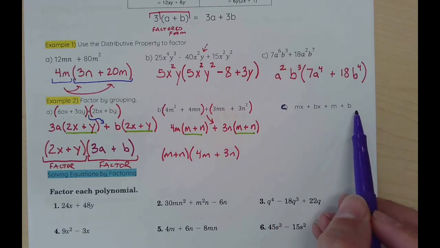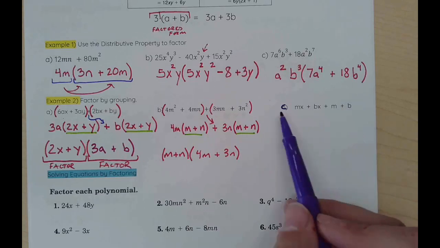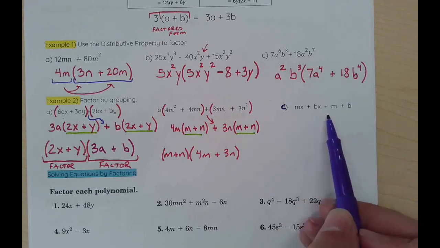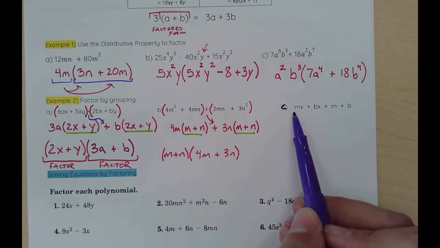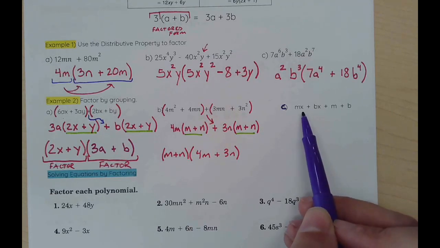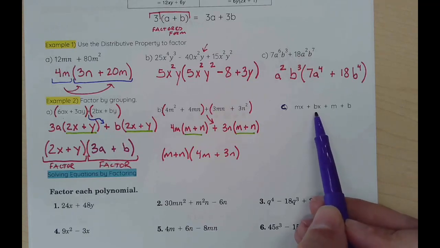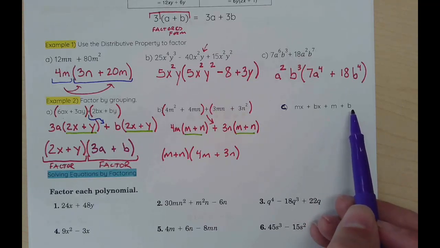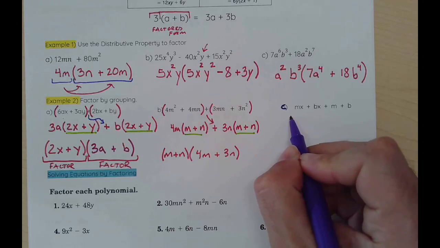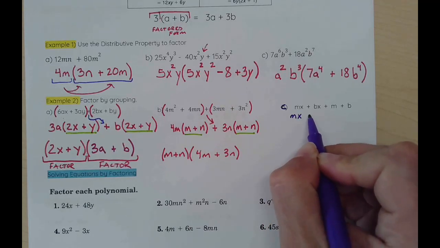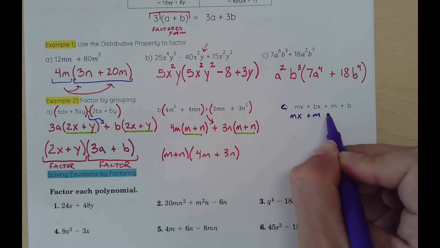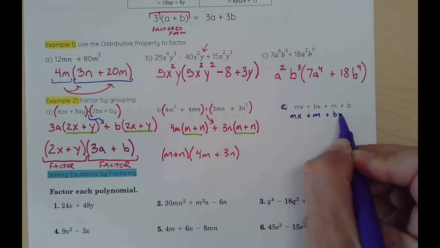So what I'm actually going to do here is I'm going to rearrange these terms because they're all addition. And I know that if I put the m and x with the m, I could factor out an m. And if I have the bx by the b, I can factor out the b. So I'm going to go ahead and rearrange this. So it's going to be mx plus m plus bx plus b.